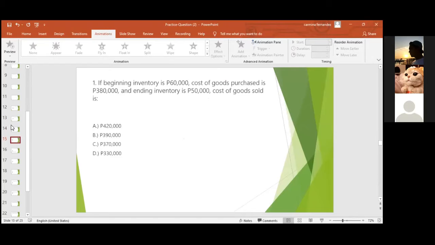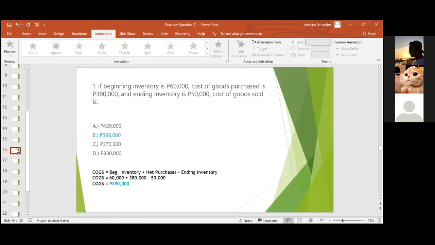Number 1, if beginning inventory is 60,000, cost of goods purchases is 380,000, and ending inventory is 50,000, cost of goods sold is, ang sagot dyan ay yung D, 390,000. Kung mapapansin nyo, nandito na yung kung paano kinumpute. Yung beginning inventory plus net purchases, and less natin yung ending inventory. Kaya nakuha natin yung 390,000.